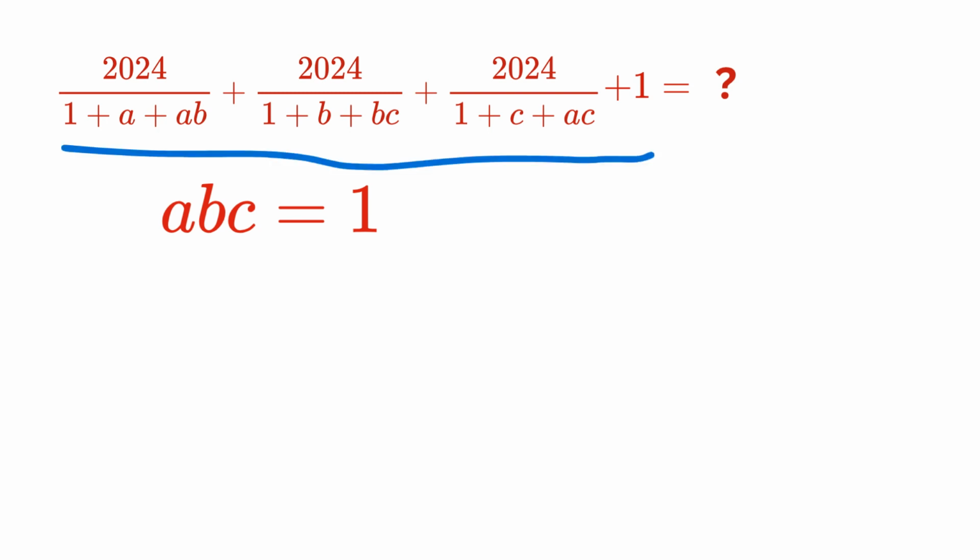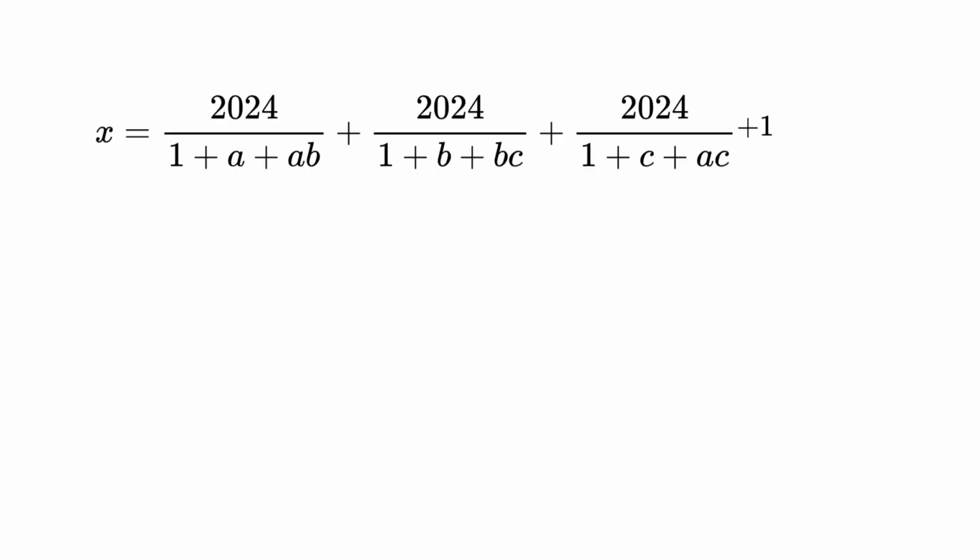Now take this part as x. Now x is equal to 2024 by 1 plus AB, plus 2024 by 1 plus BC, plus 2024 by 1 plus C plus AC plus 1.